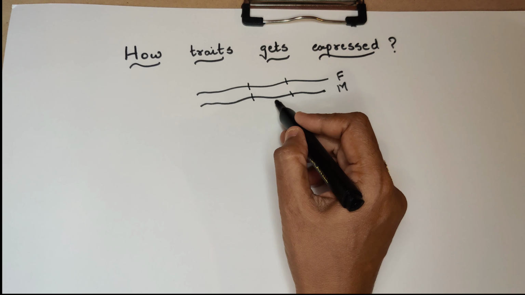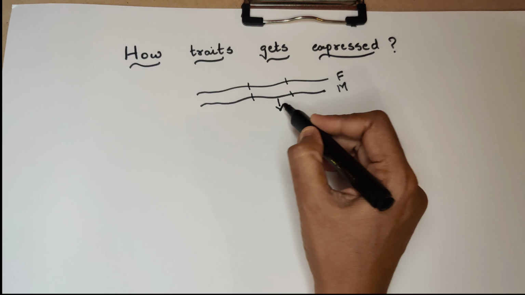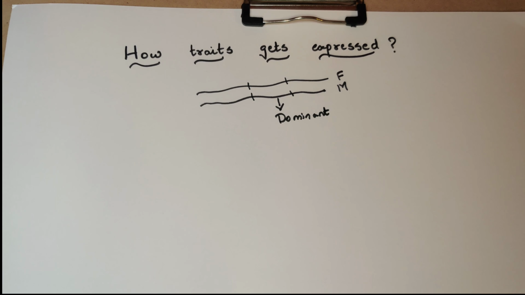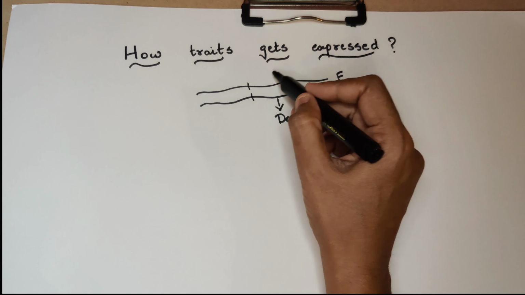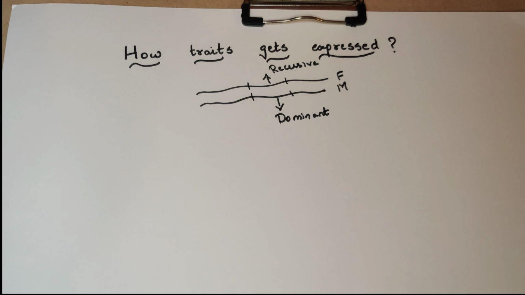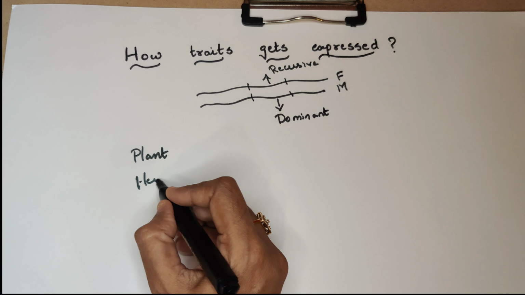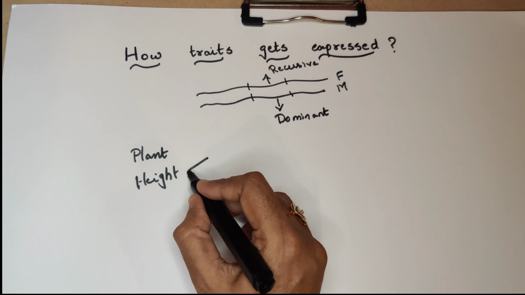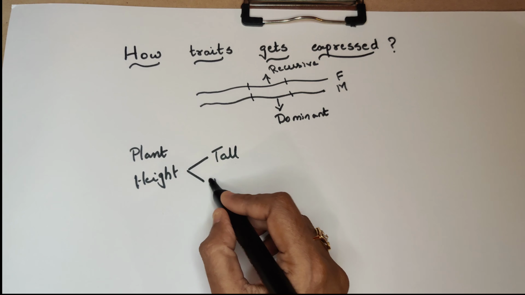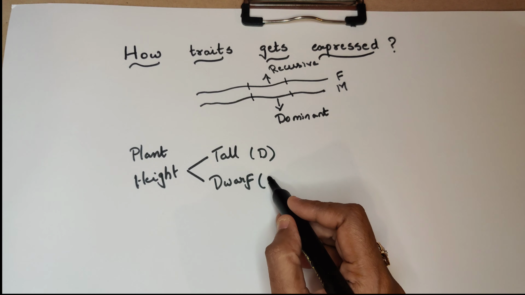Now listen, I say that of these two genes, one is a dominant gene. That is, for example, from the mother, a segment of gene, I say it is dominant. Another one, I say it is recessive. The example I am giving you is plant height. There are two contrasting traits here for plant height. One is tall, another one is dwarf. Tall is said to be dominant, dwarf is said to be what?